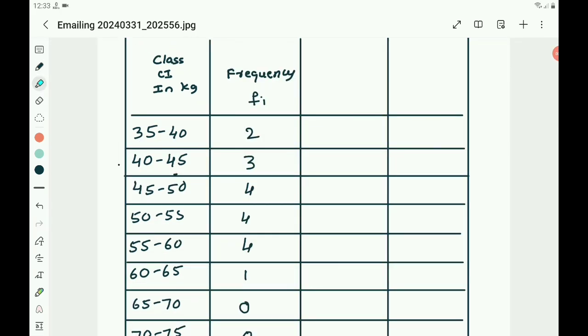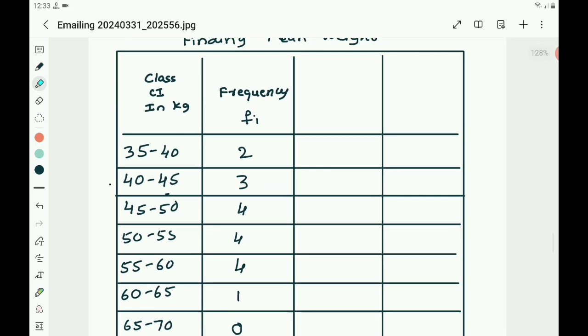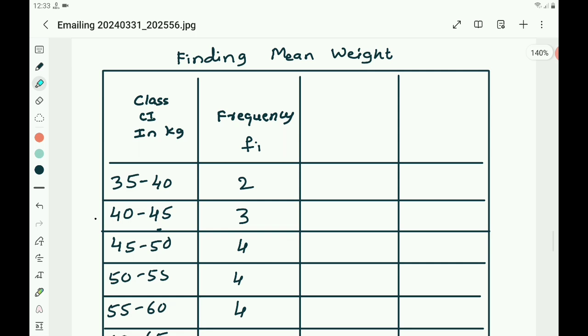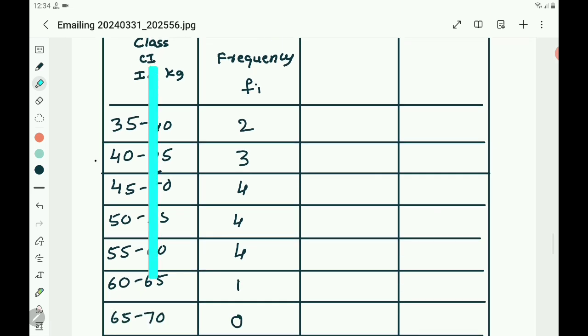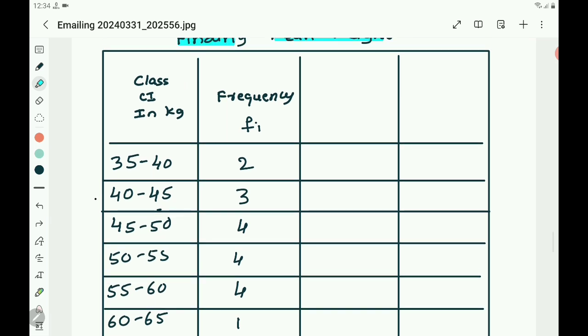Now let us find the measure of central tendency: mean, median, mode. First let us find the mean. Come to the next page. Write the heading, finding mean weight. Here 2 columns will be there already. To find the mean, we need extra 2 columns.